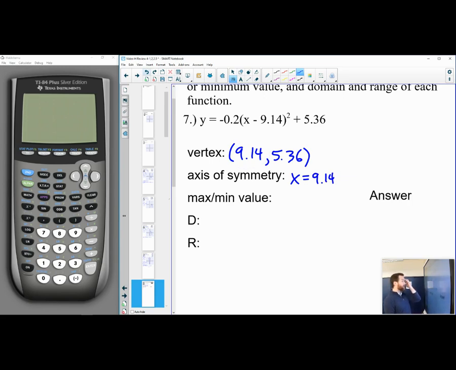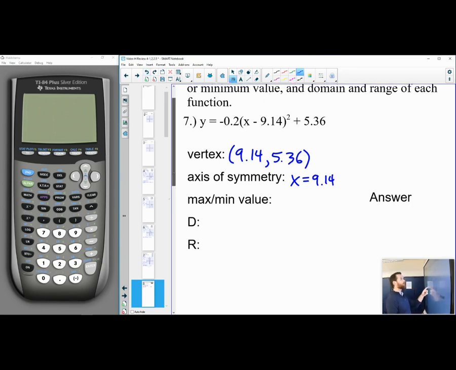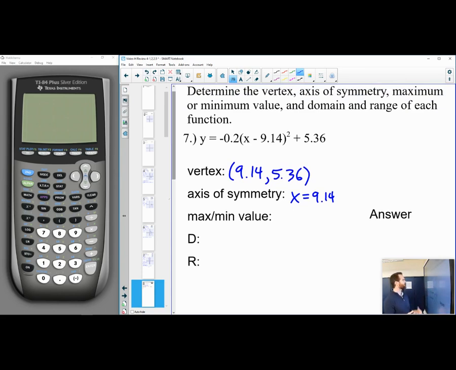Maximum or minimum value. Here, I like to worry about the concavity first. That always helps me. And we get that from our a value, and specifically the sign of the a value, whether it's positive or negative. Since our a value is negative, I know this is silly, but this is really how I think of it. I think negative, oh, I think sad, so frowny face. So it's concave down.